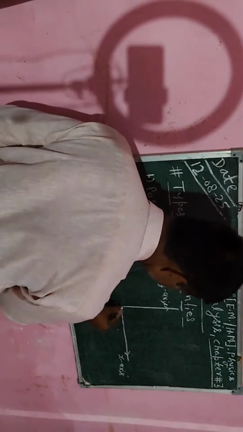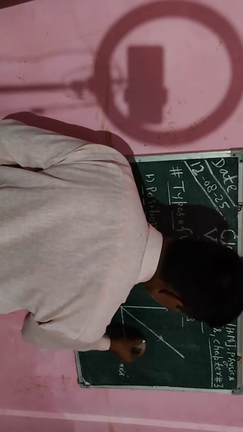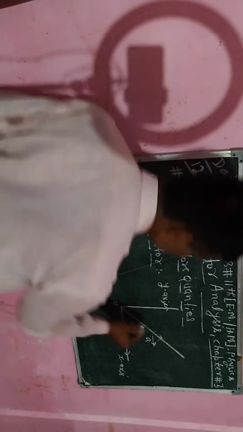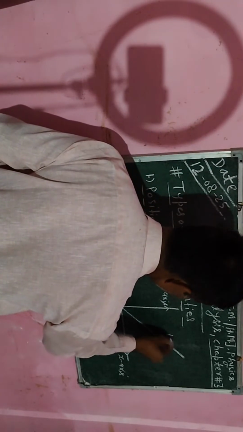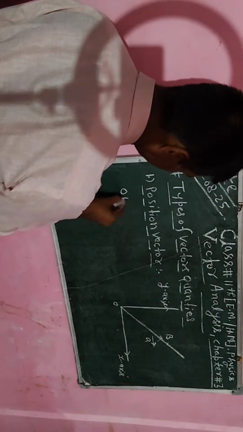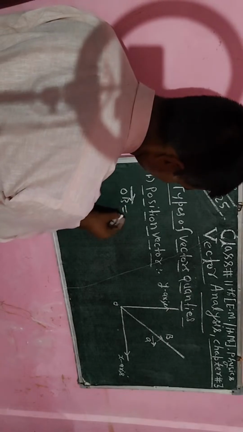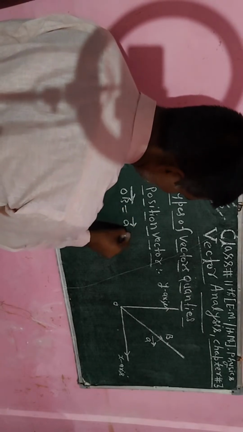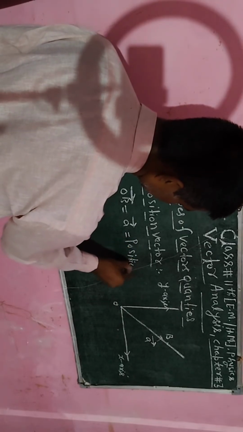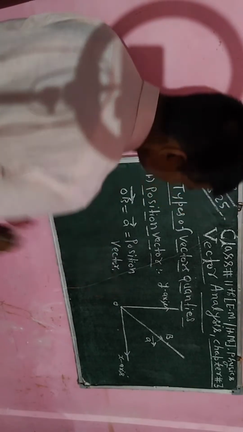The position vector will start from the origin, and I will say that it is in the first quadrant, and I will say this is the vector A. So here a point is available, point B. So I will say vector OB is the position vector. Vector OB is equal to vector A, and it is also known as the position vector. So this is the required concept of position vector.